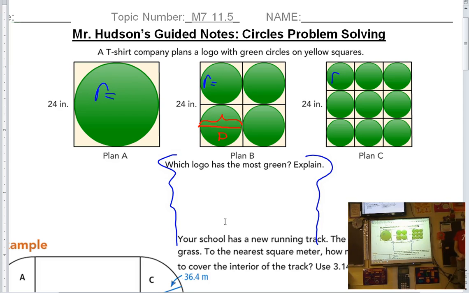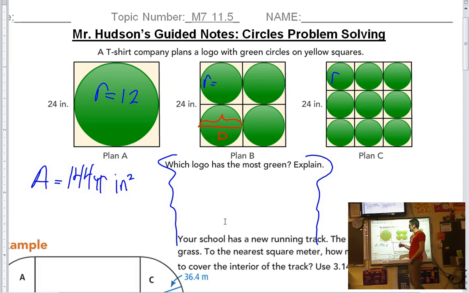And plan A, people. Evie, what's your radius for plan A? 12. So then when you found your area, what was the area of that circle? 144 pi inches squared. Oh, you can leave your answer in terms of pi, by the way.